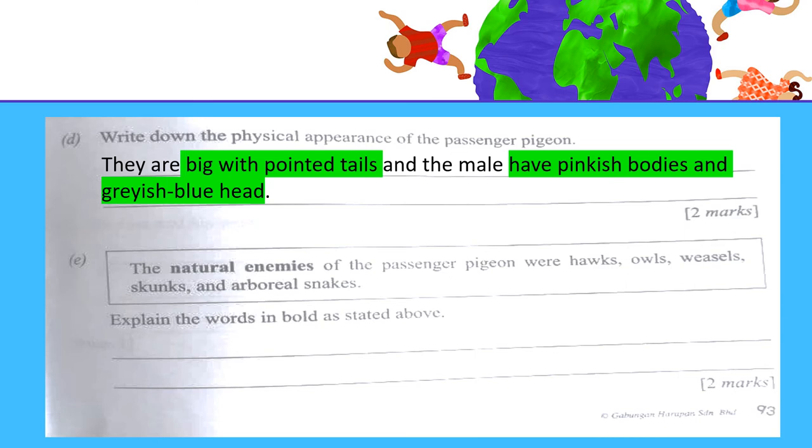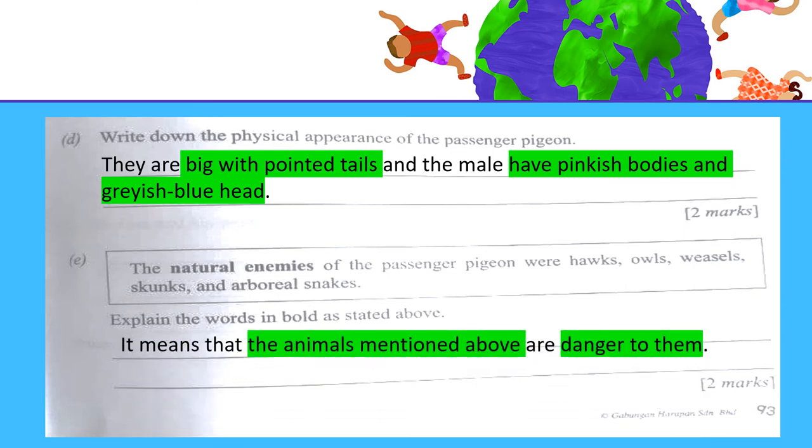Okay, here E, the natural enemies of the passenger pigeon were hawks, owls, weasels, skunks, and arboreal snakes. So all of these animals are natural enemies. What's the meaning? It means all the animals above are a danger to them. If you say it means the animals are a danger, you can get two marks already.